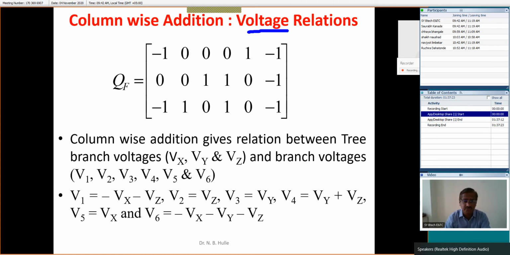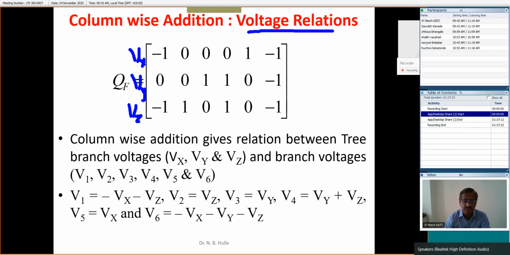Column-wise addition gives the voltage relation. If we are adding these columns, it will give the voltage relation. This voltage is Vx for the first cassette. This voltage is Vy for the second cassette, and this voltage is Vz for the third cassette.